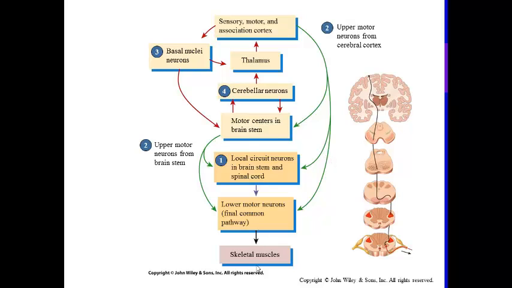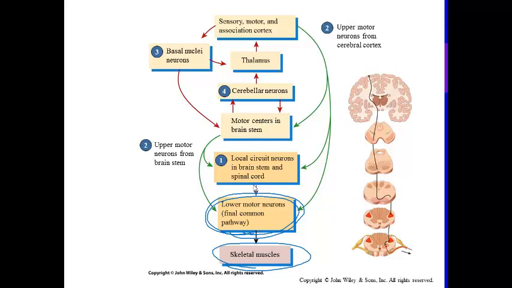So let's start from the bottom here. Our skeletal muscles, for them to contract, they need to get the neurotransmitters from the lower motor neurons. Now, where the lower motor neurons receive their messages from, it could be from 4 different ways. So that's why it looks a little bit complex right here. But if we break it down, hopefully it won't look that bad.